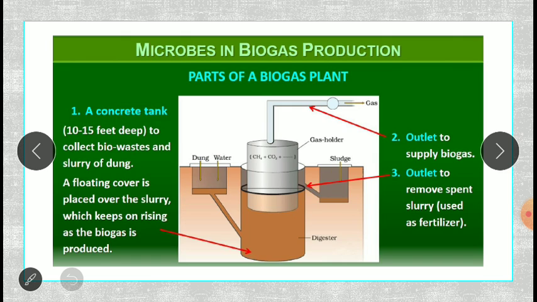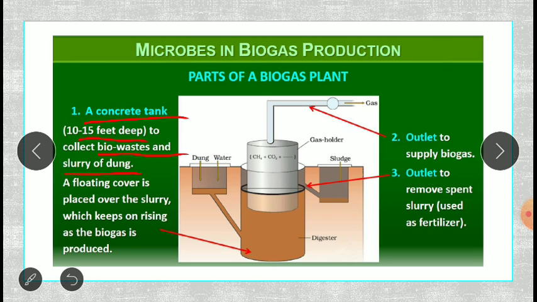Coming to the parts of the biogas plant, how exactly all the parts are attached. It consists of three main parts. The first is a concrete tank. They require a concrete tank built inside the ground, which should be airtight and sealed from all ends. It should be a solid concrete tank around 10 to 15 feet deep, and this is necessary to collect the bio waste and the slurry of the dung.